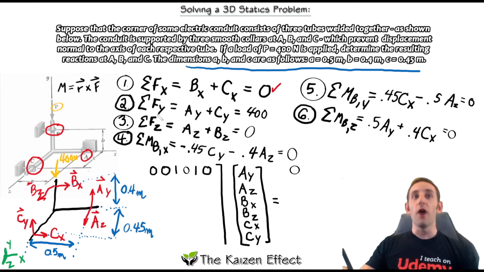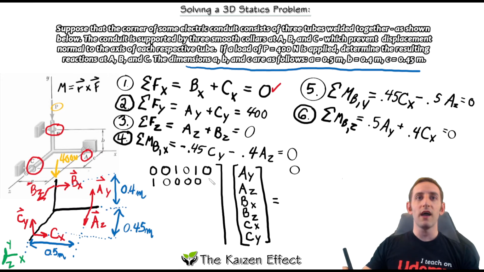Next, let's jump to equation 2. We have an AY, so that's going to give us a 1. We don't have an AZ, that's another 0. We don't have a BX. We don't have a BZ. We don't have a CX, but we do have a CY, so that gives us a 1 there. And that is all equal to 400. I'm going to check that off. We accounted for that.